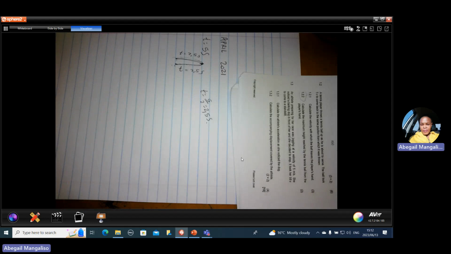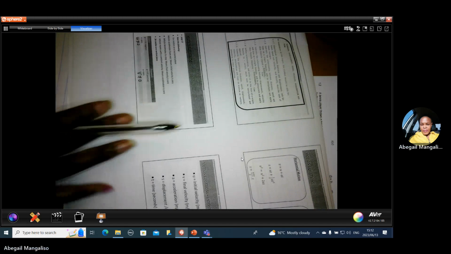The information you need to remember for vertical motion: if it's upward, the gravitational acceleration is negative 9.8 meters per second squared, and the velocity when it reaches the maximum height will be 0. The initial velocity is not equal to 0; you must give it an initial velocity. If it's going down, g is positive 9.8, initial velocity is 0, and the final velocity can never be equal to 0.